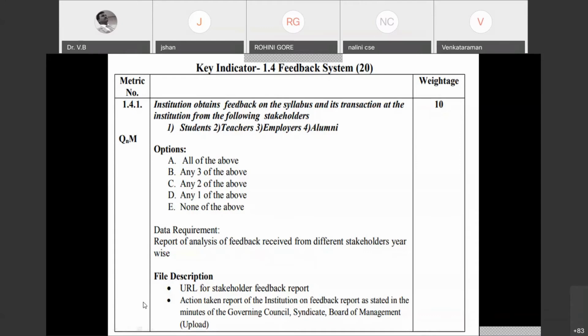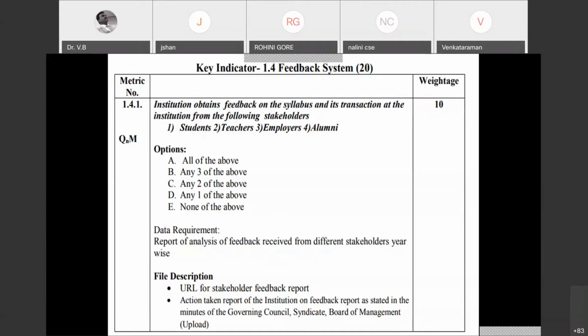And as you can see here in the file, it's a quantitative metric. So once you say that yes, we take feedback from the students, teachers, employers, and alumni, all the 4 categories, then you have to give the supporting document. You have to give the feedback report taken from the students, teachers, employers, and alumni. Now here, one thing we have to understand is how the data validation verification committee can cross-check the data that we have given.